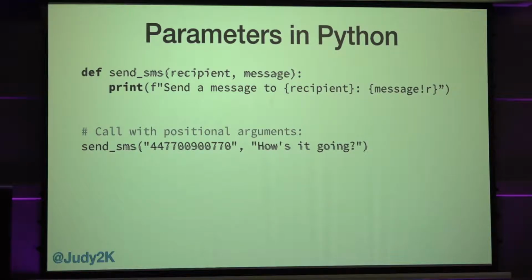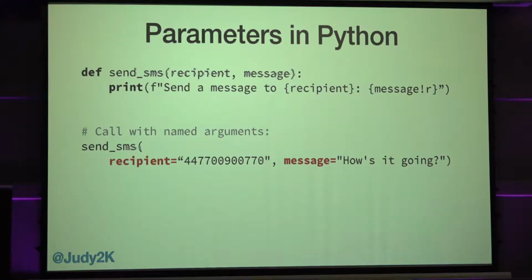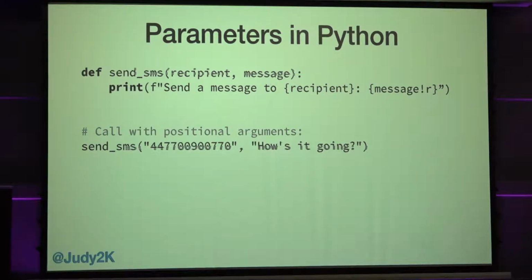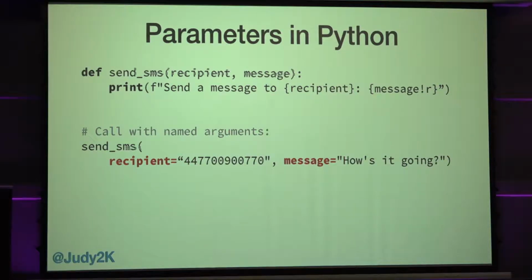So back to calling our function. Here we are passing the arguments by position. So the first argument is provided to the first parameter, and the second argument is provided to the second parameter. Simple enough. We can also pass them by name.